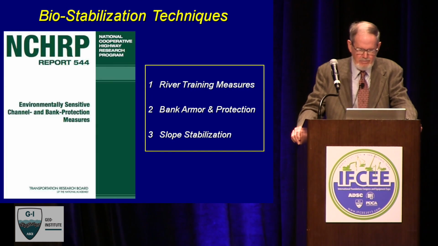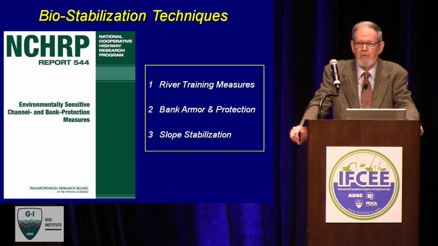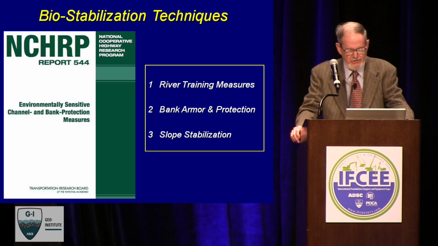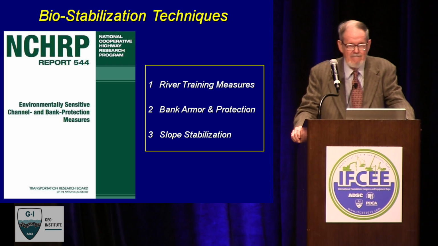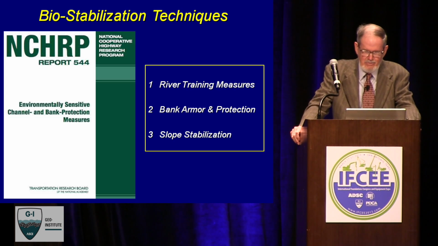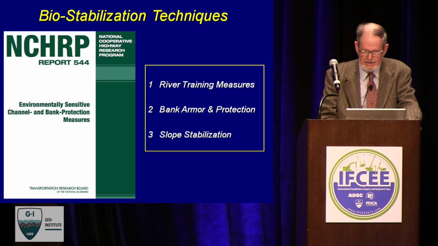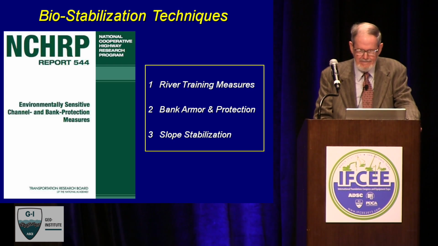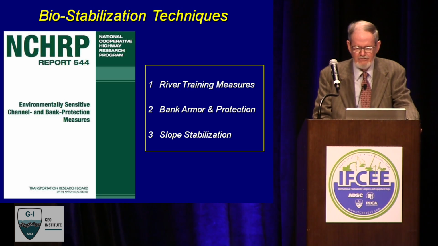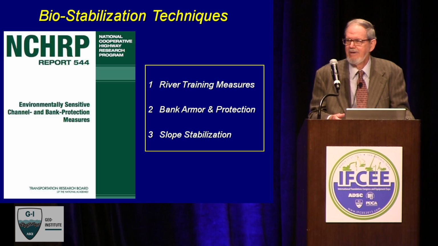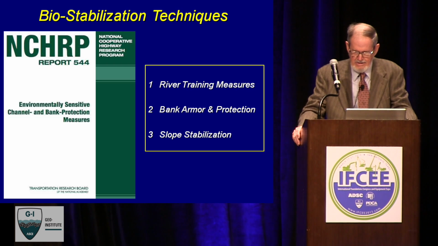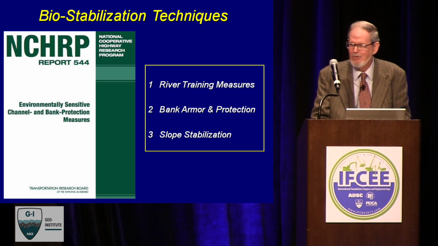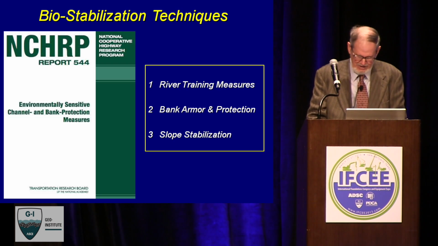Guidelines for different types of biostabilization techniques were prepared as part of an NCHRP research project that was published in 2007. John McCullough, who's a principal with Salix Applied Earthcare, was the project director. Both of us were principal investigators. Major categories are shown on this slide: river training measures, bank armor and protection, and slope stabilization. Some 50 different techniques are described in this publication. Okay, I'd like to pause now briefly and turn to the second part of my presentation.